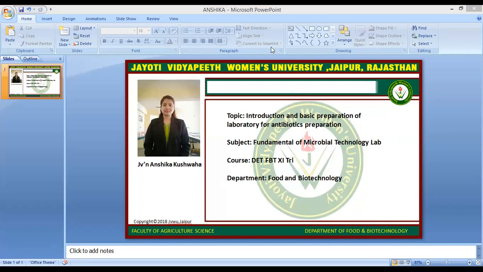So first of all, a chemical compound acting against life is known as antibiotic. It can be obtained either from natural sources, microbes, or synthetic methods.